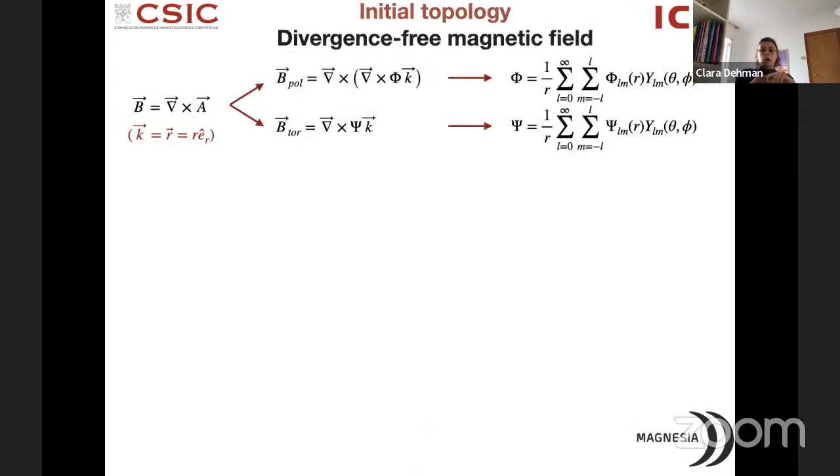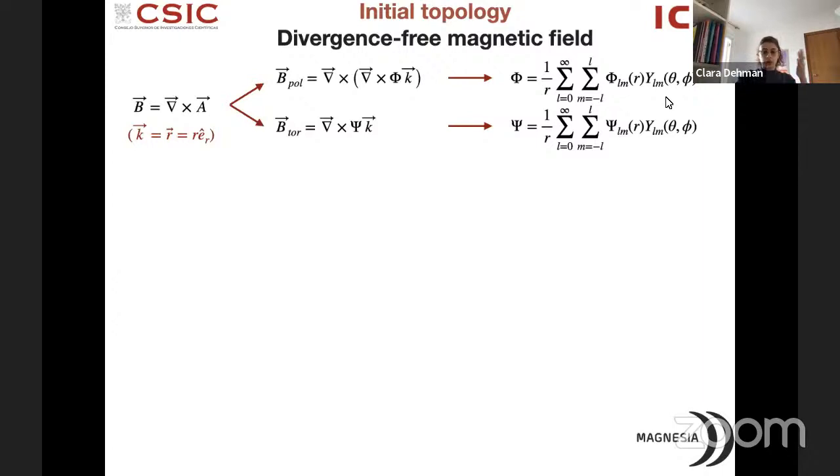Okay, so let's start with the divergence of the magnetic field. The only requirement is that our magnetic field should be divergence free, and the way to do that is to construct our magnetic field starting from a vector potential, where basically you can write this magnetic field in terms of poloidal and toroidal decomposition. And in that case, you can write your magnetic field in terms of these two scalar functions. These two scalar functions can be written as a sum of spherical harmonics and some radial function.